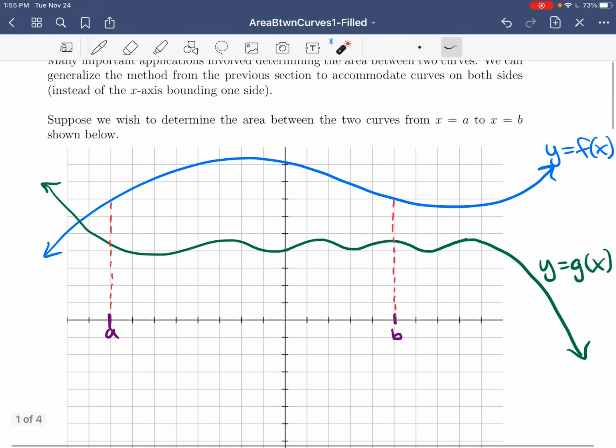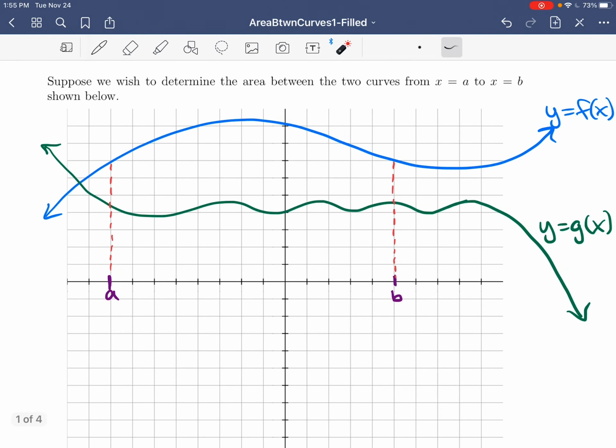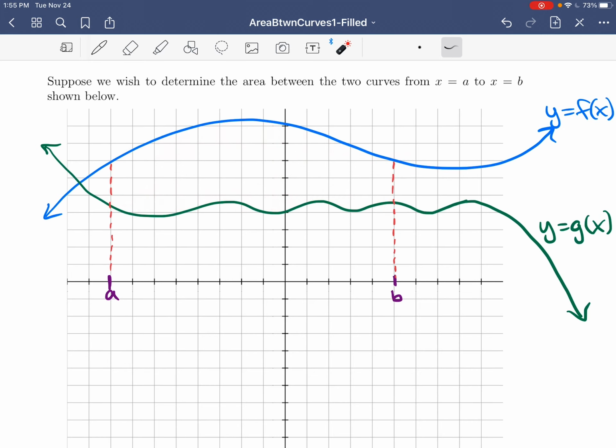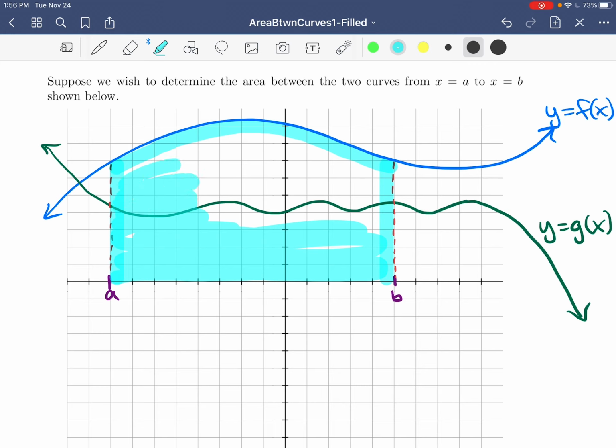Suppose we wish to find the area between f of x and g of x from a to b, so between x equals a and x equals b. We're looking for this area in the middle of the two graphs, up until x equals a and x equals b. Because I've drawn these so that they're both above the x-axis, I can hopefully convince you quite easily that the area we're looking for starts with the area between f of x, the bigger one, and the x-axis. So that's all of this.